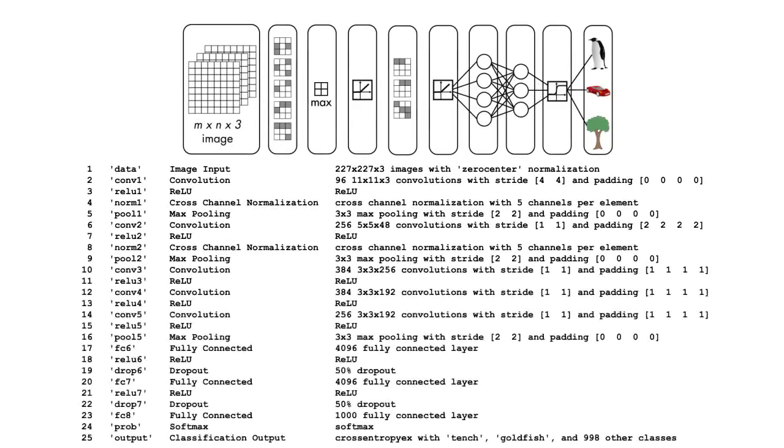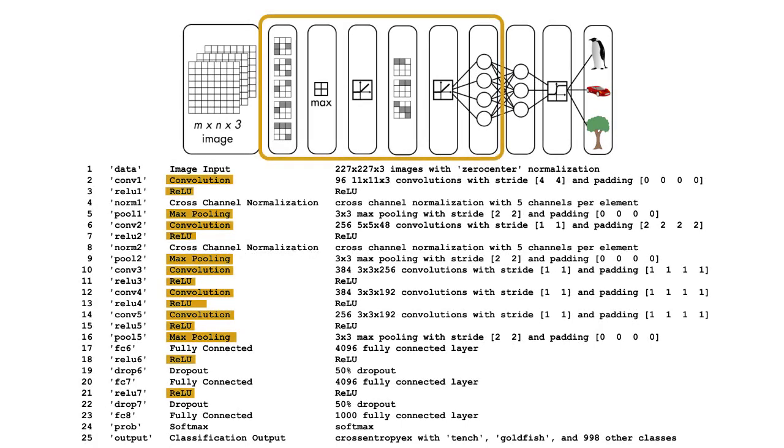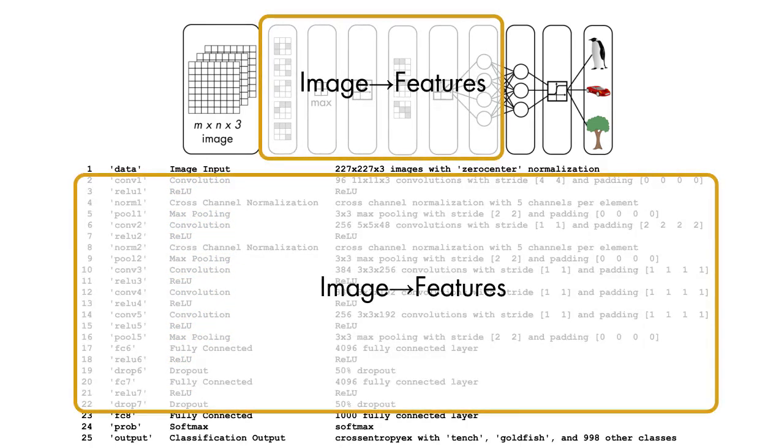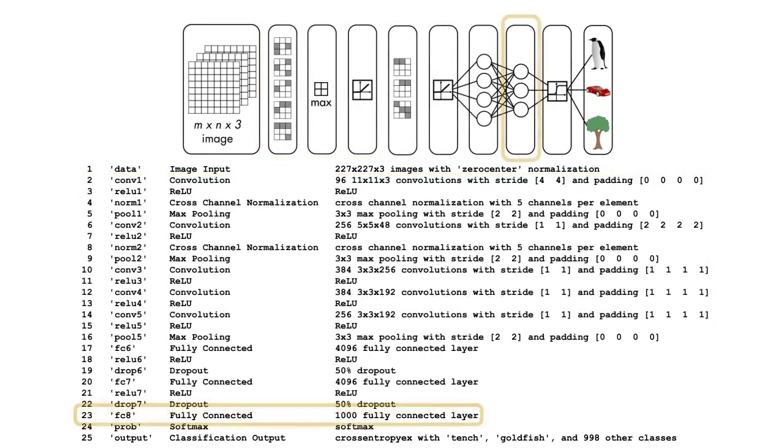When you look at the layers of a pre-trained network like AlexNet, you'll see that most of the layers are convolution, pooling, and rectified linear unit layers. These take the original input image and extract various features that can then be used for classification. Notice that the 23rd layer is a fully connected layer with 1,000 neurons.